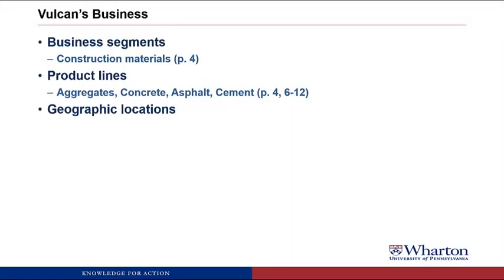Next on our roadmap is what are the geographic locations in which the company operates, so that we can have a sense for the macroeconomic effects that the company faces in their different markets. So it turns out Vulcan is primarily located in the southern half of the United States. So let me show you where that is in the report.